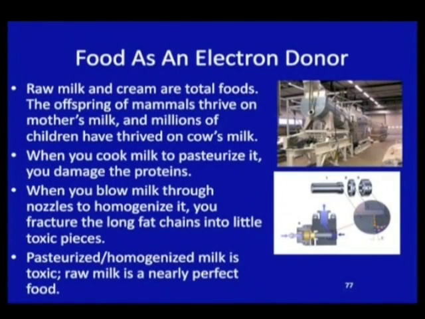Raw milk and cream are total foods. By that I mean that everything is there that is necessary for life. The offspring of mammals thrive on mother's milk, and millions of children have thrived on cow's milk. When you cook milk to pasteurize it, you damage the proteins. When you blow milk through nozzles to homogenize it, you fracture the long fat chains into little toxic pieces. Pasteurized and homogenized milk is toxic. Raw milk is a near-perfect food.